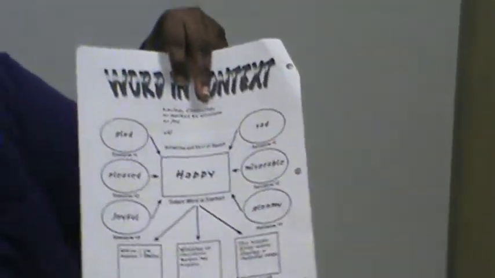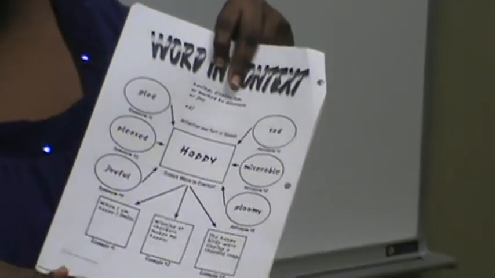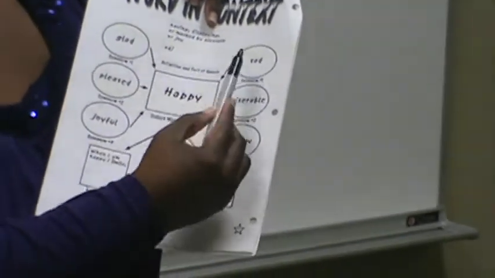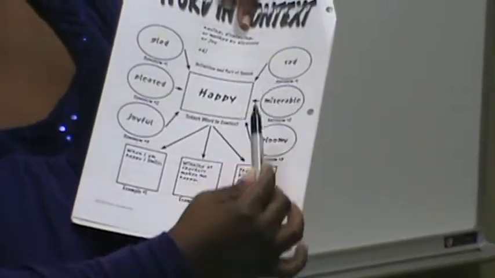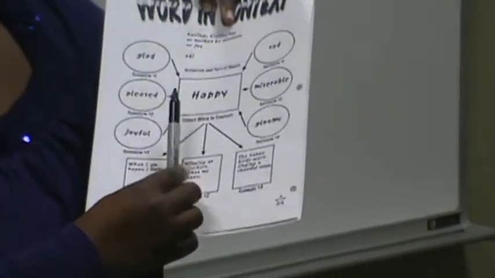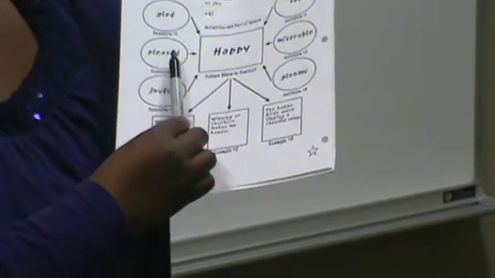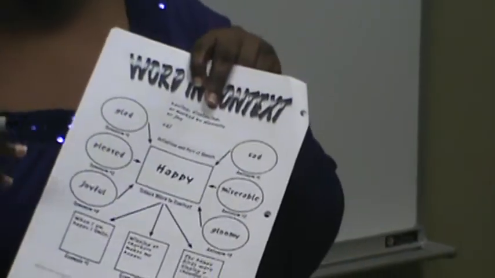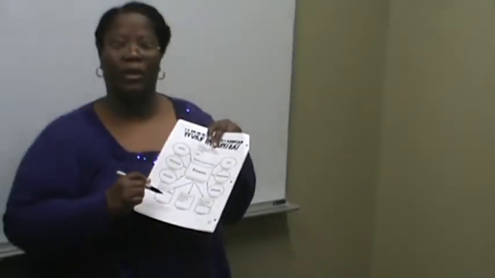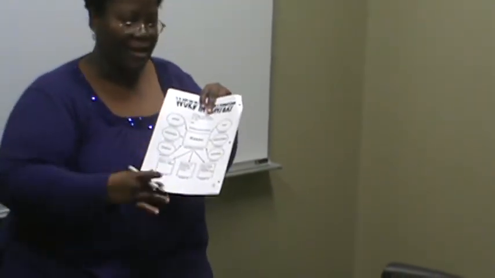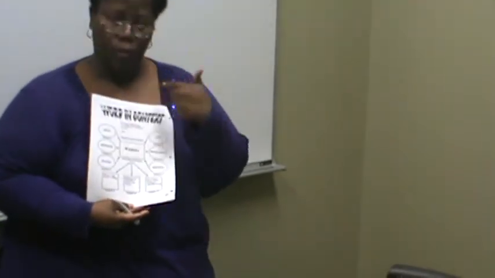Now, on the side, it has antonyms. The child will look up different antonyms for happy. In this case, we have sad, miserable, and gloomy. Now, on the other side, it has synonyms for happy. And in this case, we have glad, pleased, joyful. Now, what this does for the child's vocabulary, they're not only learning about the word happy, they've also realized, hey, the opposite of happy is sad. Oh, another word for happy is glad. So the graphic organizer, in this case the word in context, tells you about the word and also different ways that you can use it.